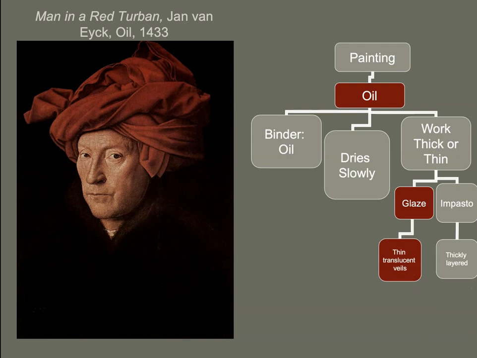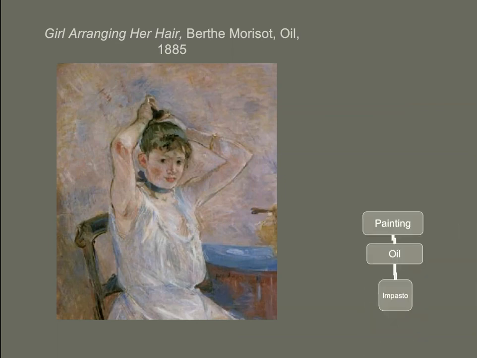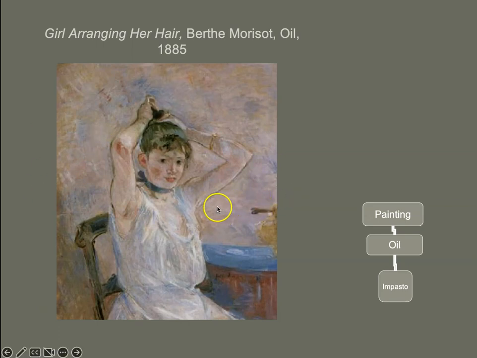So here you can see glaze is thin translucent veils and impasto is thickly layered. Berthe Morisot is known for her impasto techniques. This is Girl Arranging Her Hair from 1885. She's used bold slashing brush strokes, which you can see in the background. You can actually see the strokes of her brush, and you can see that in the foreground as well on the figure. She's built up thick layers of paint to create almost a textural look.